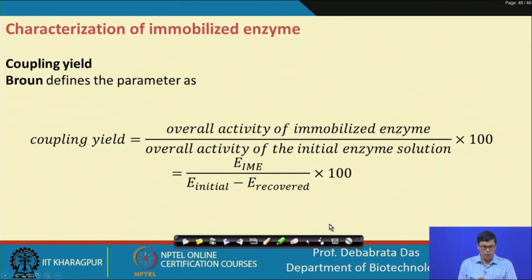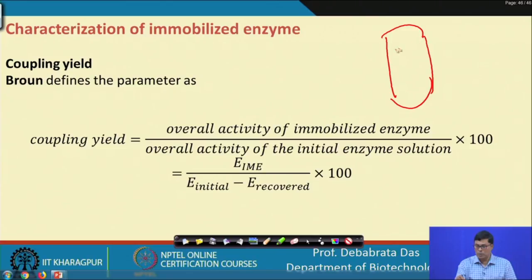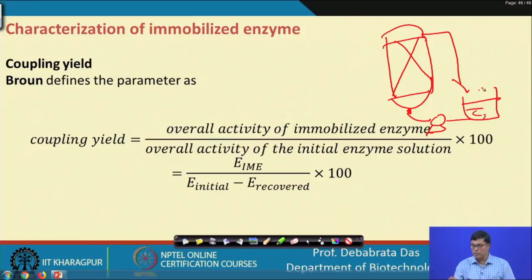Now, this is very important. In case of immobilized enzyme, we come across the coupling efficiency. Coupling efficiency means, suppose this is a column, and you want to immobilize the enzyme here. First you prepare an enzyme solution here, and with the help of a pump you take the enzyme here, am I right? You take it out and you take it back here. So, you recycle it again and again until this is saturated.